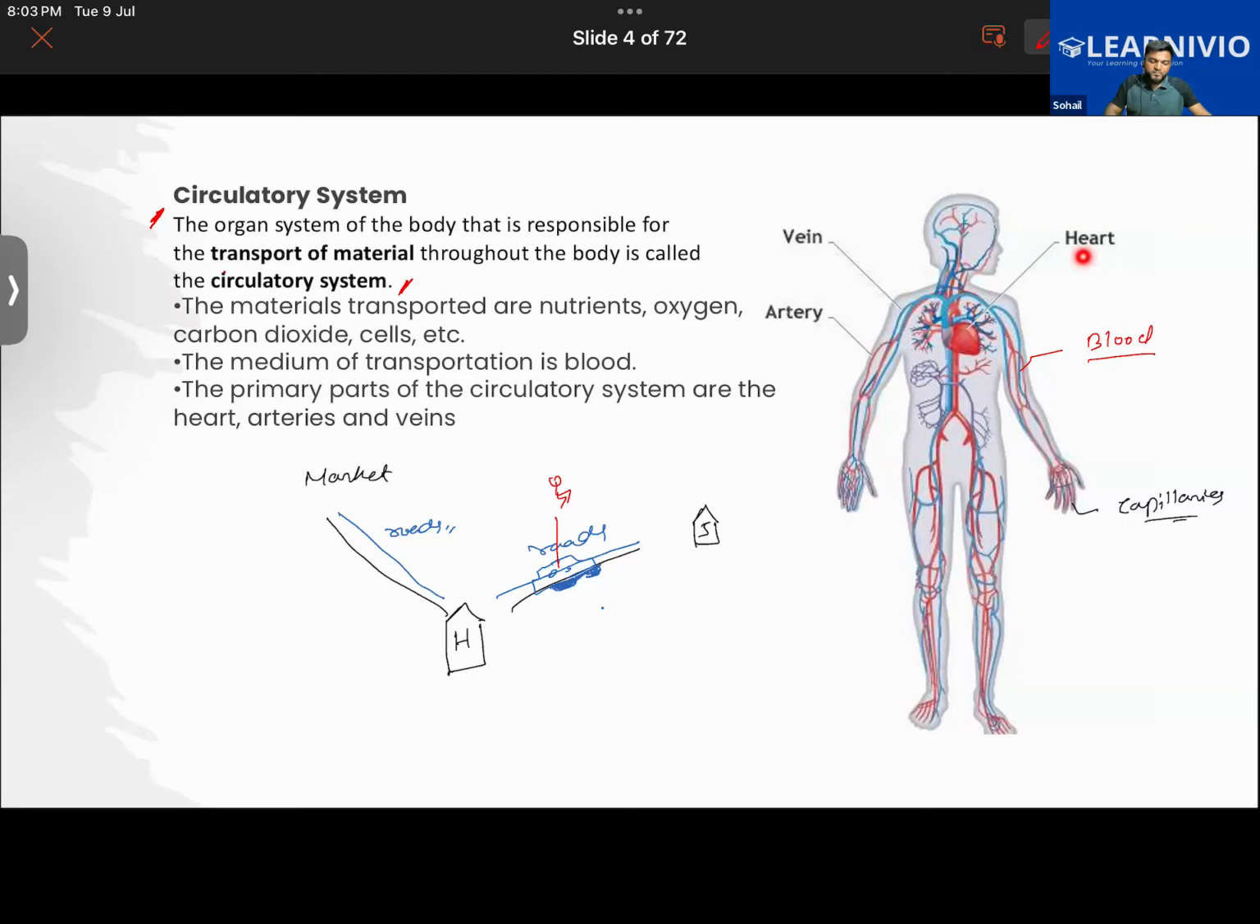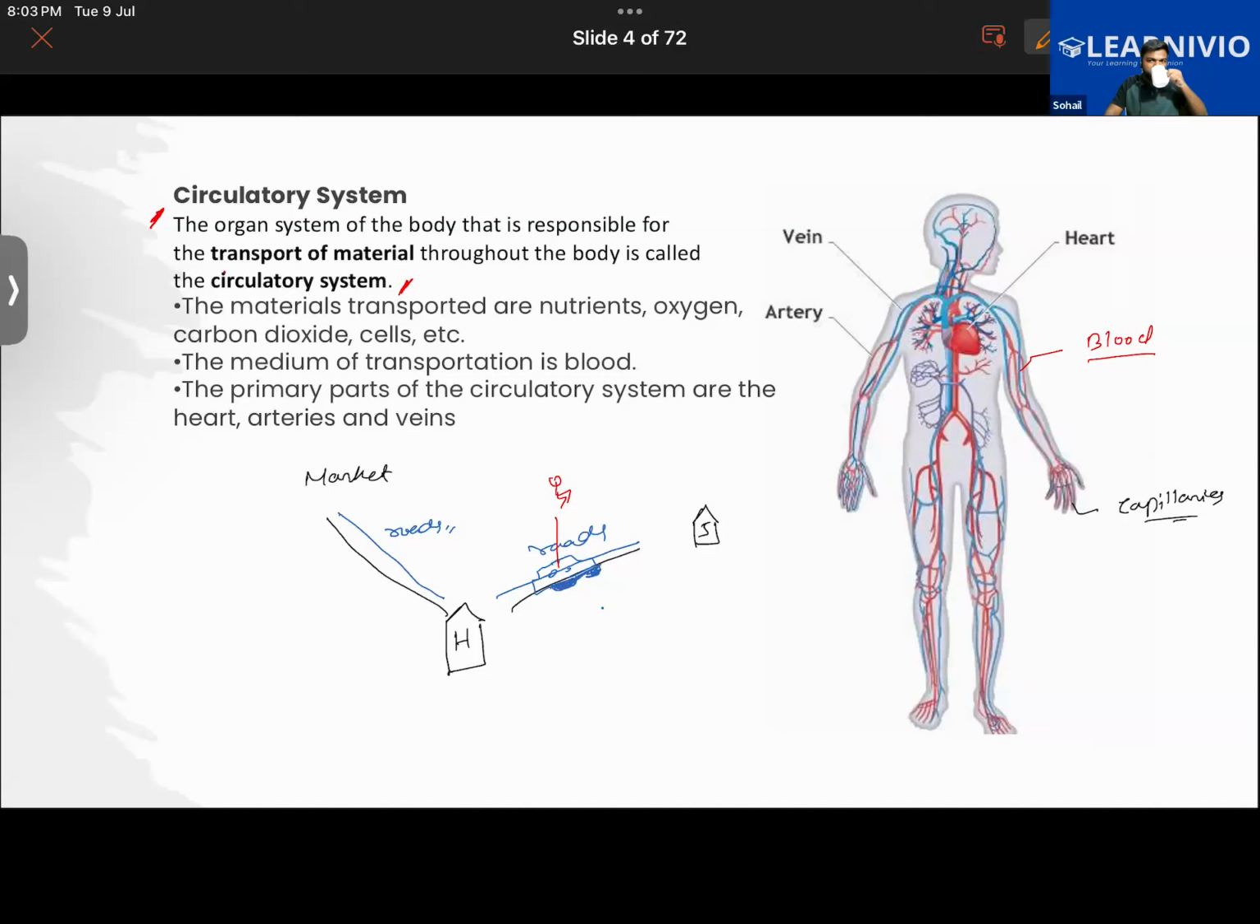So the heart, different blood vessels like veins, arteries, and capillaries, and the blood constitute the main parts of the circulatory system. This makes up the circulatory system in the human body. Is that clear to everyone? Yes, sir. Okay, Fatima, you read the next paragraph.